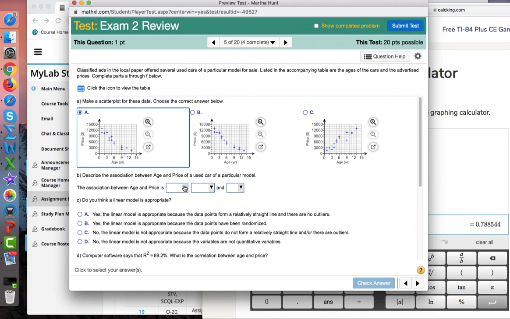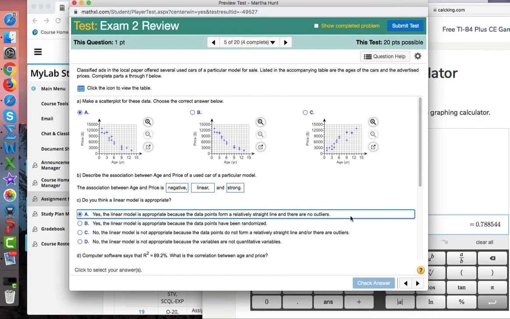The association between age and price is negative. As one goes up, the other goes down. And it's apparently quite linear. And I would say it's pretty strong. So do you think the linear model is appropriate? So I'm going to check these two that say yes. First one says it's appropriate because the data points form a relatively straight line and there are no outliers. The next says it's appropriate because the data points have been randomized. No, we're going to pick A.